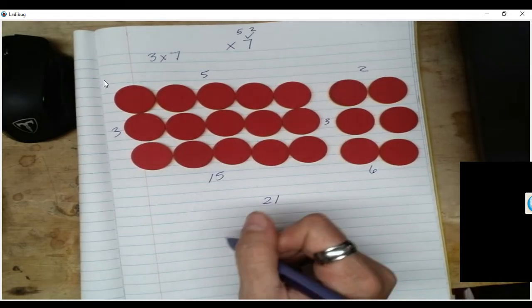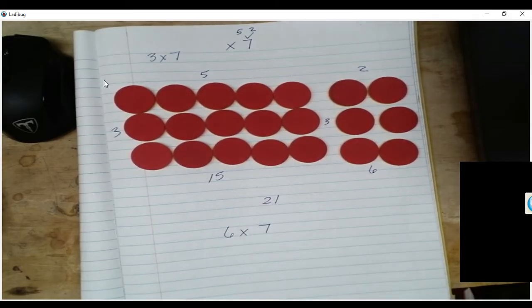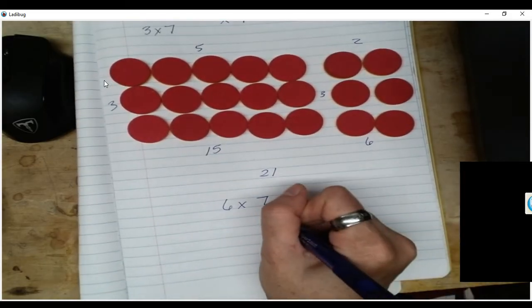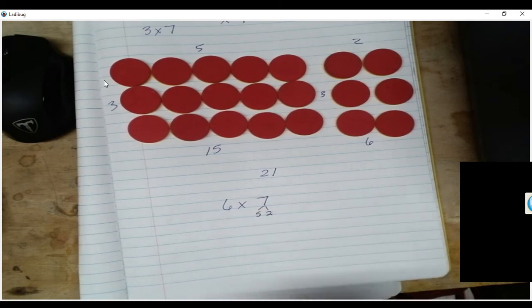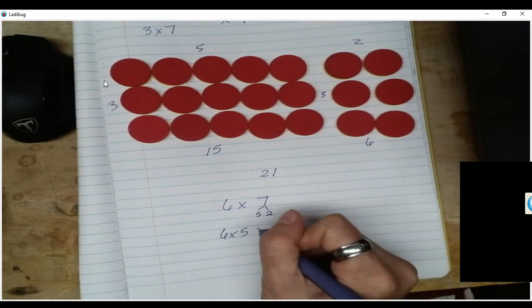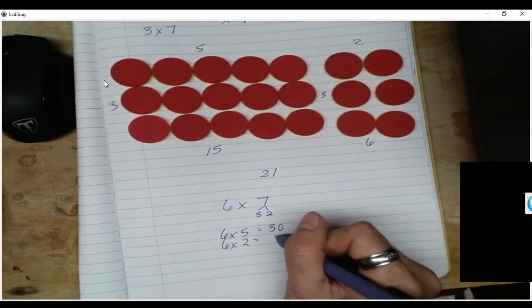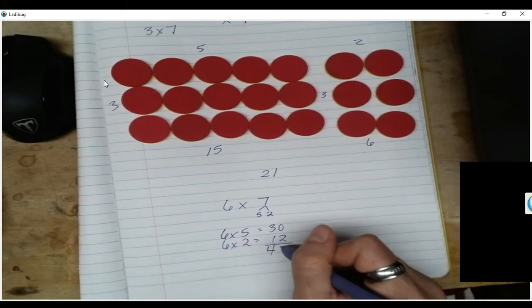So similar problem, we could talk about 6 groups of 7. Now again, if I break that 7 into 5 and 2, so now I can say 6 times 5 equals 30, and 6 times 2 gets 12. So now we have 42.